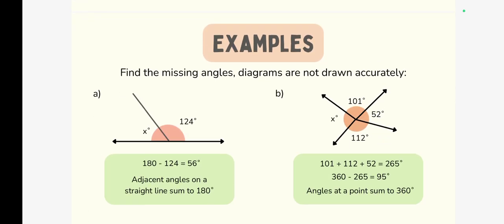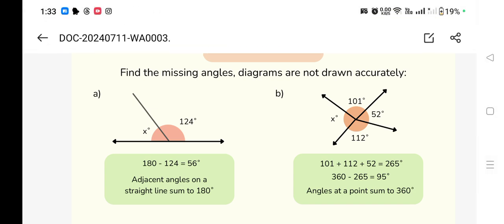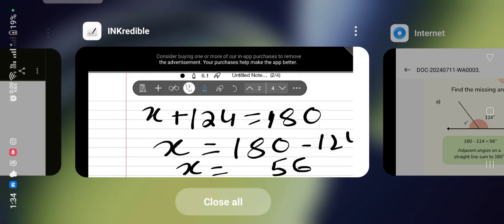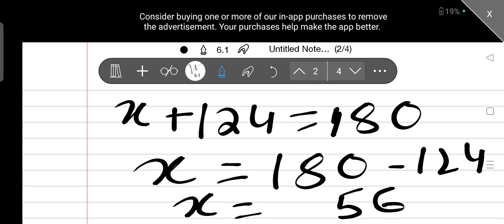So moving on to examples. In the first example A, you can see in the diagram that there is a missing angle, that is x. This is a missing angle which we don't know, but we know the second angle, that is 124. Now since we studied that adjacent angles on a straight line will always be equal to 180 degrees, x plus 124 will be equal to 180 degrees.